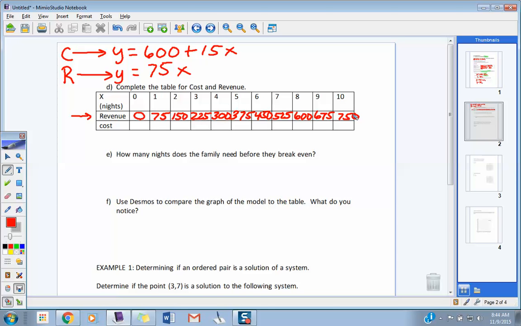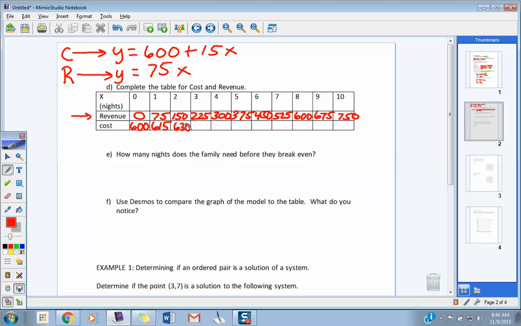Here's the cost values, top function. I'm going to go 15 times 0 plus what? 600. Well, what's the first value going to be? 15 times 0 plus 600. Going to be 600? If I throw 1 in there, 15 times 1 plus 600 is 615. If I throw 2 in there, what's 15 times 2? 30. So this is 630. It looks like to me this is going up by how much each time?